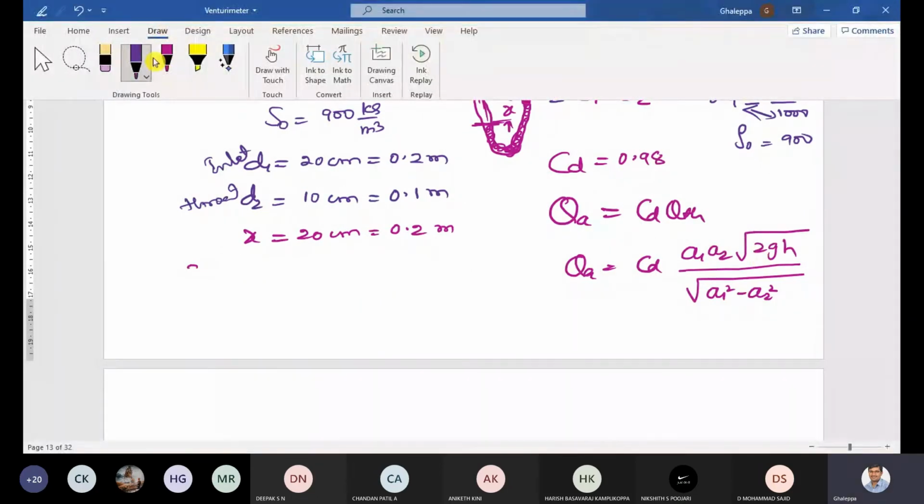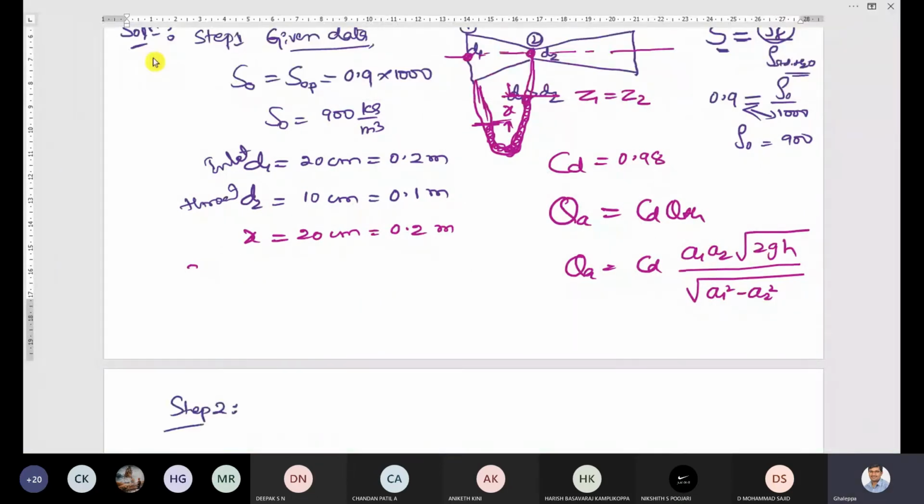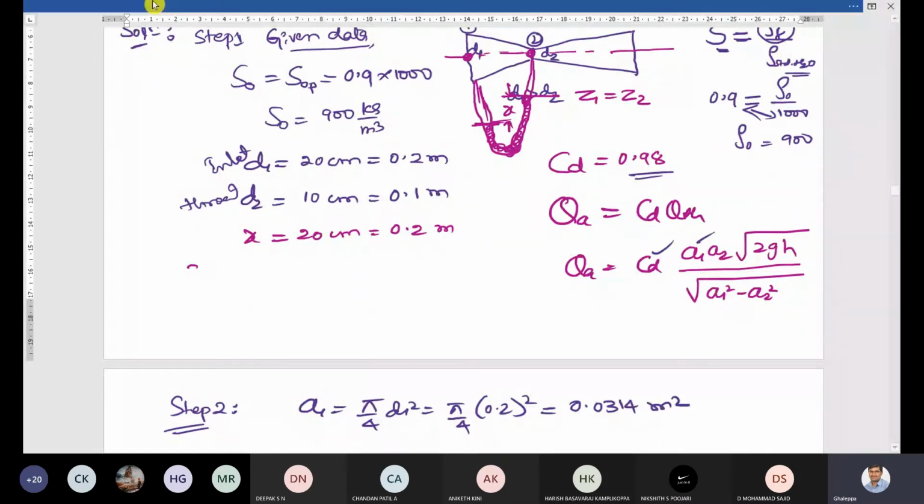So step number 2. First we need to take, see, CD is given 0.98, no problem. A1 is not given. So A1 is equal to pi by 4 D1 square. How much is the value of D1? It is 0.2 whole square. So I will get the value of 0.0314 meter square. Okay, don't be in a hurry to solve the numerical. Be careful when you are substituting the values. You may make some mistakes.